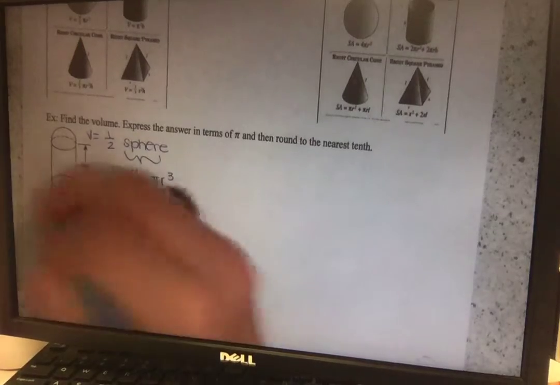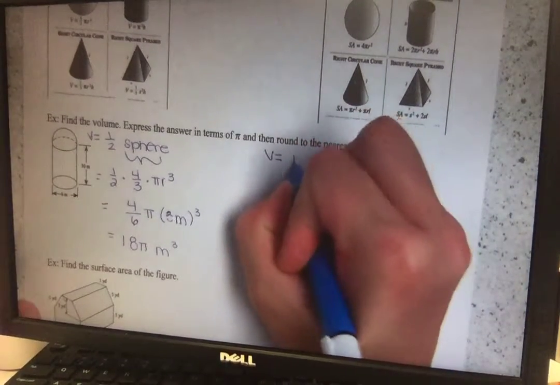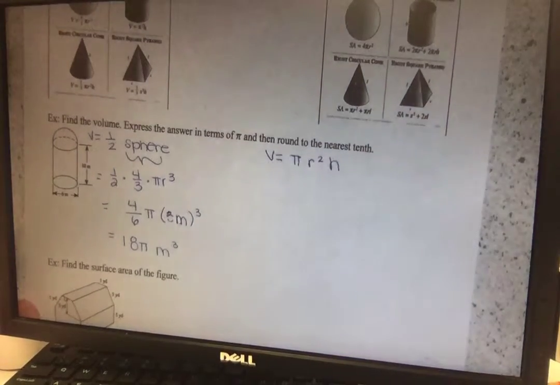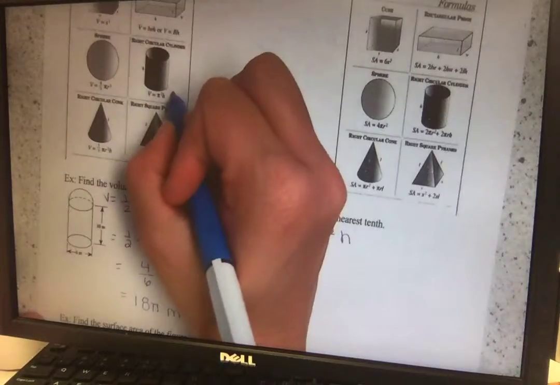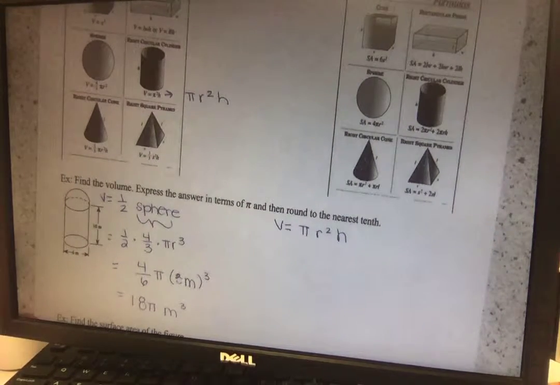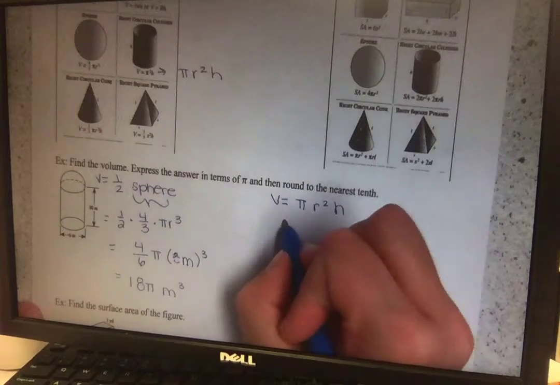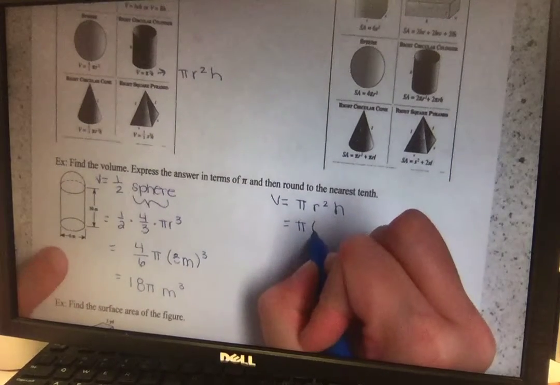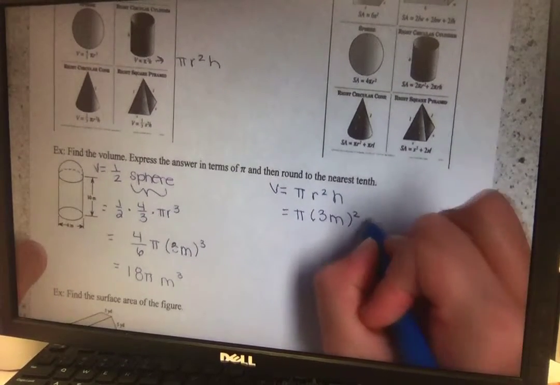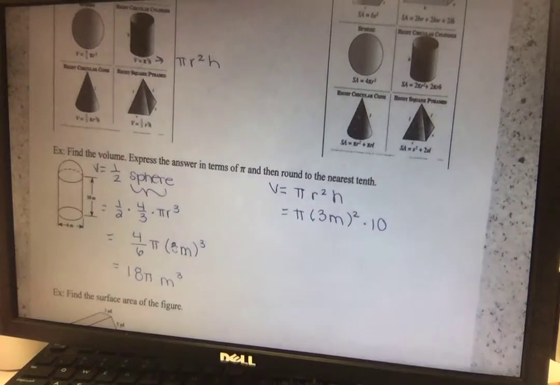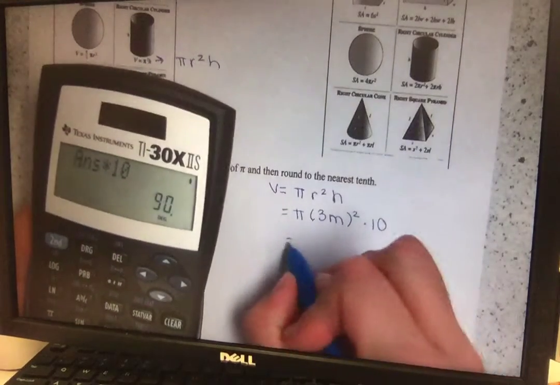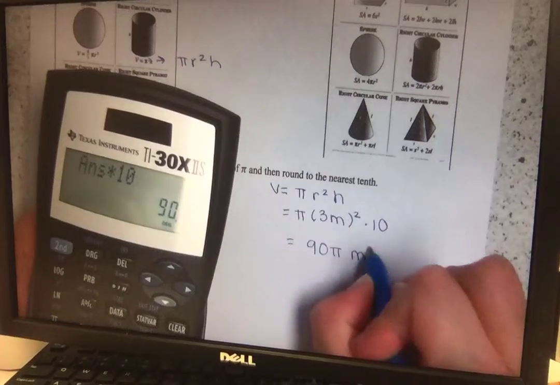So now finding the volume of the cylinder. A cylinder is pi r squared times h. Notice, I think that this is supposed to be pi r squared times h. I think they forgot the r. So pi, our radius again is half of this 6, half the diameter, so 3 meters squared. Our height is 10. So we have 3 squared times 10, which will give us 90 pi meters cubed.